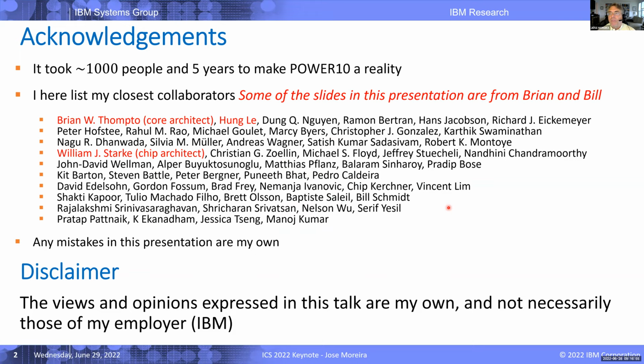I list some of my collaborators, some of the people that were incredibly important for me to accomplish this work on matrix units, and some people that actually made all these things that you're going to see here work. I had kind of a vague idea of what a matrix unit should be, and the people here are the ones that made it a reality. Brian Thompson was the core architect, Bill Starke the chip architect, and Hung Le was kind of a mentor. He's retired now, an IBM retired fellow, but he was really a mentor that kind of pushed me into doing this matrix unit work for Power 10.